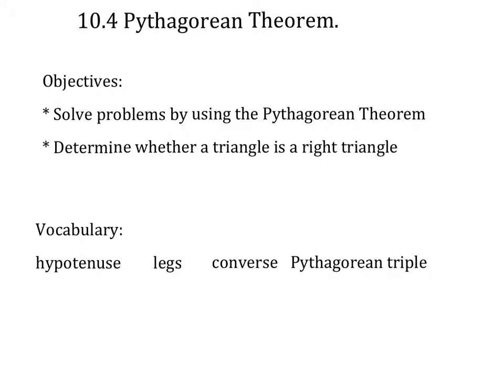In this lesson, we're talking about the Pythagorean theorem. We'll solve a number of problems using the Pythagorean theorem and determine whether a triangle is a right triangle. With this, there are some new vocabulary words that we're going to be introduced to. We're going to talk about a hypotenuse. We're also going to talk about legs. And then we might mention the converse relationship, and then also the Pythagorean triple.